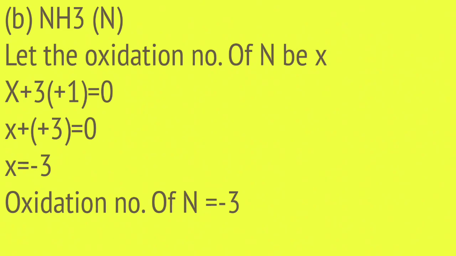By now, I hope you have noted that some of these elements do not have a constant oxidation number. It varies from compound to compound. In one compound, it can be -2. In the other compound, it can be -3. In another, it can even be -1, and so on and so forth. So that is the case of nitrogen in different compounds.